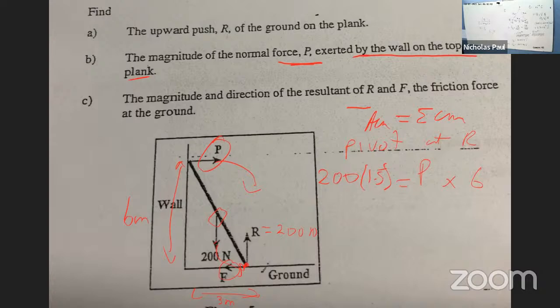Right, so yes, 200 by 1.5. So P is how much? P is 300 over 6, which is 50. Sorry, 50 newtons, sorry. It's a force. Right? It's newtons. And last part.